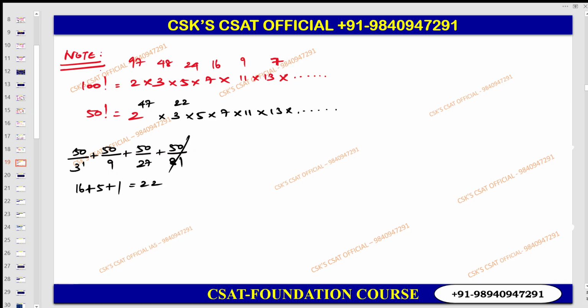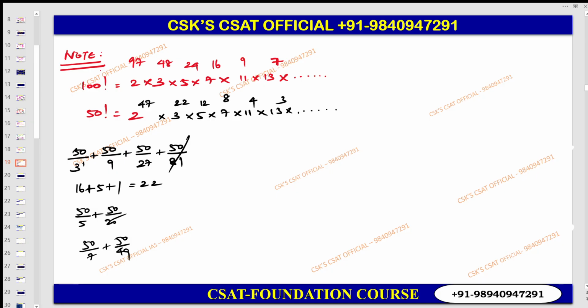How many times will 5 be there? Check. 12 times. Now how many times will 7 be there? 8 times. Okay. 11: 4 times. Good. 13: 3 times. Okay. At least these things, please revise and keep them. In 50 factorial, 47 2's are there.